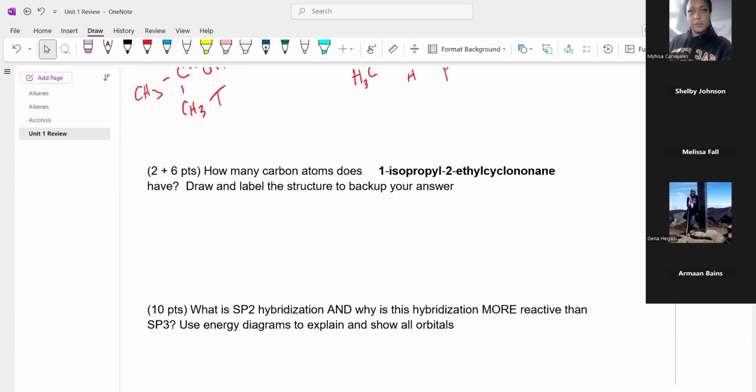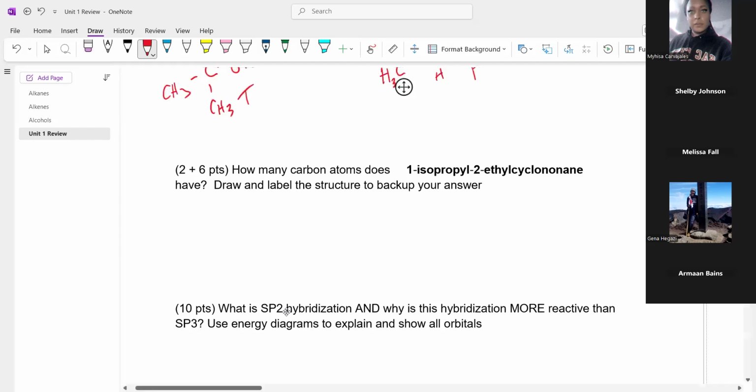On your test, I'm not going to have a cyclo no name. A nine-sided cyclic is really hard to draw. So I would have something like probably cyclohexane. Okay, so let's draw it. Okay, so we have one isopropyl, two ethyl.